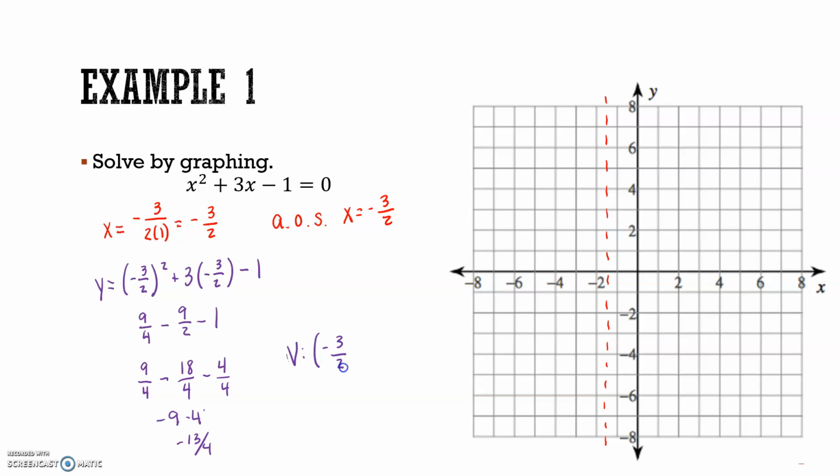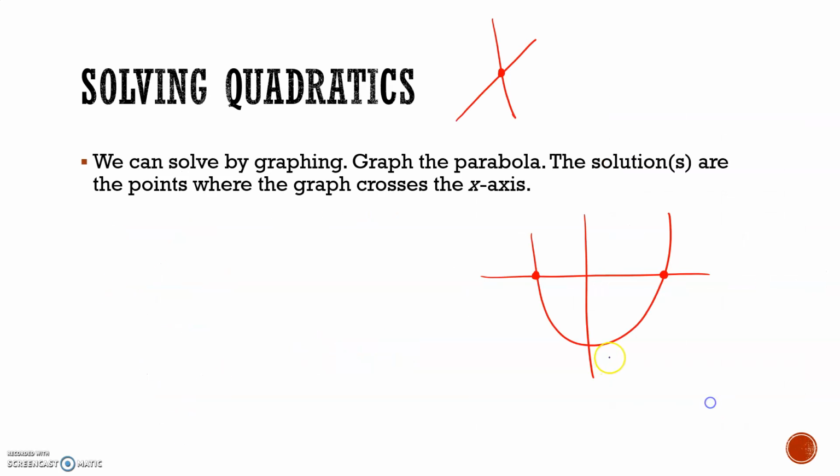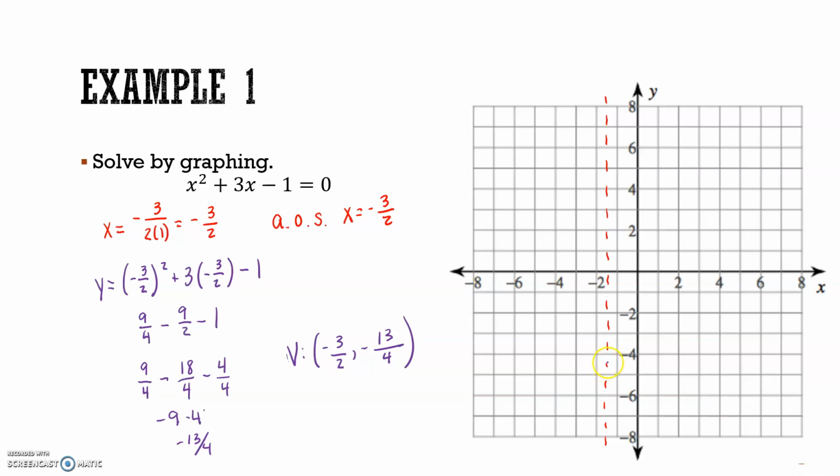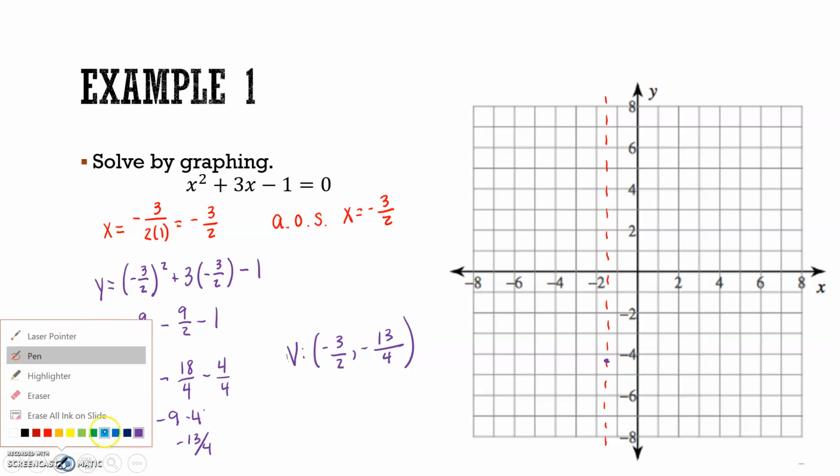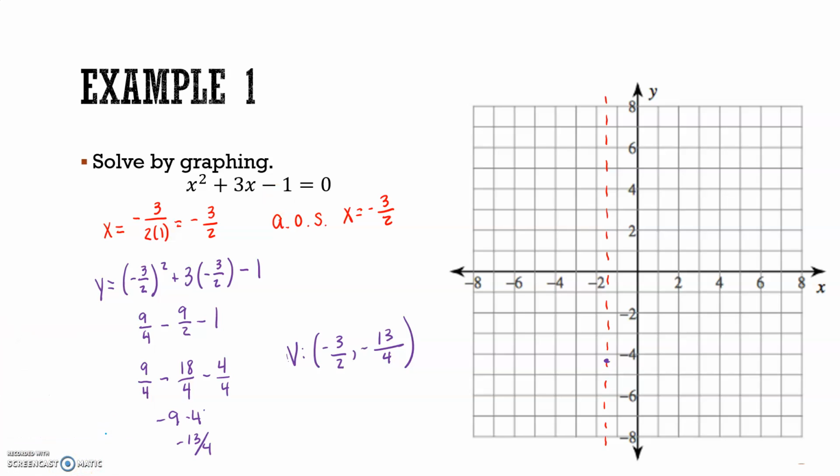So our vertex in its entirety is this. Negative 13 over 4 is like negative 4.25, I think it is. So I'm going to go a little bit past negative 4, and it's going to go right here. All right, now I know what my y-intercept is. My y-intercept is what? Negative 1. It's the number at the end. So I can graph this point, and I can graph its reflection.